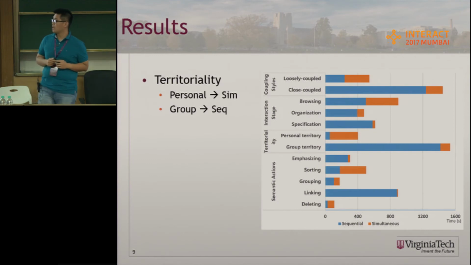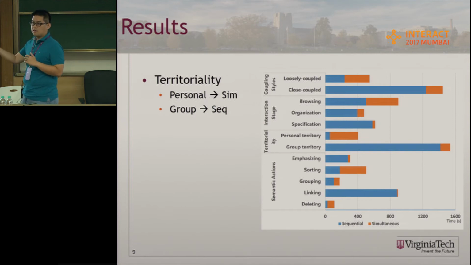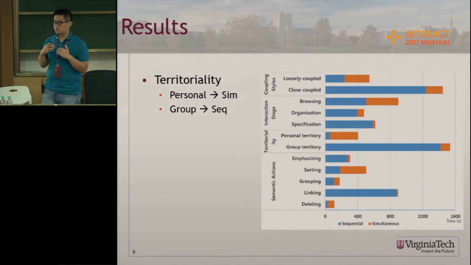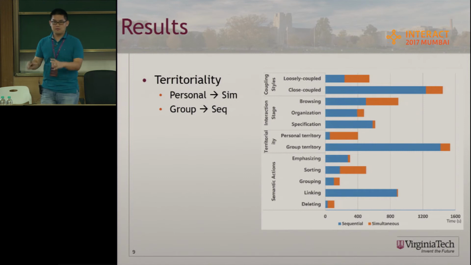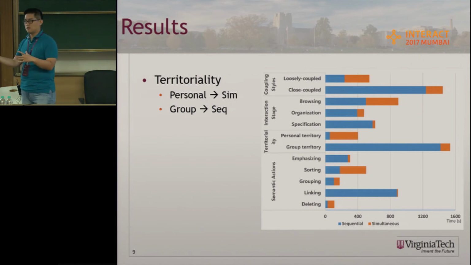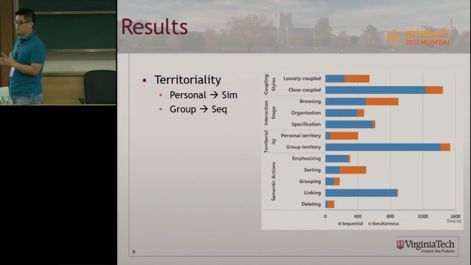And for territoriality, in personal space, people always prefer simultaneous access. For the space in front of them, or the cards that belong to them, they want the personal space to remain available to them even when others are interacting with the display or making changes, so they prefer simultaneous interactions. But for the shared space, the part contributed by different collaborators, they always take turns to access it.